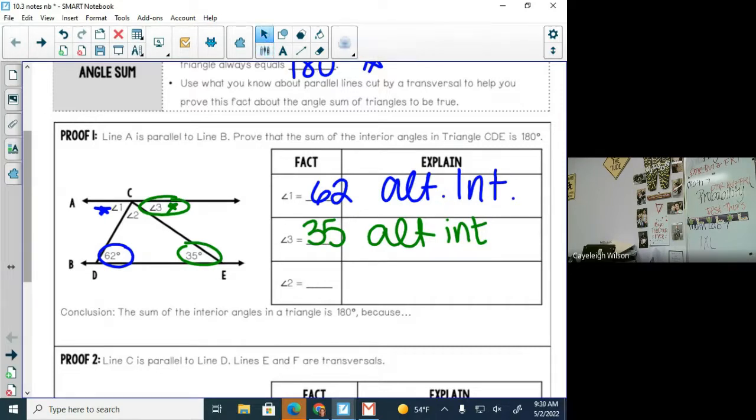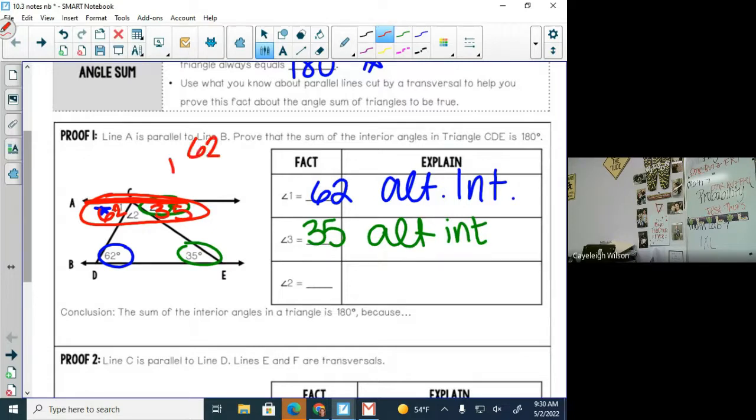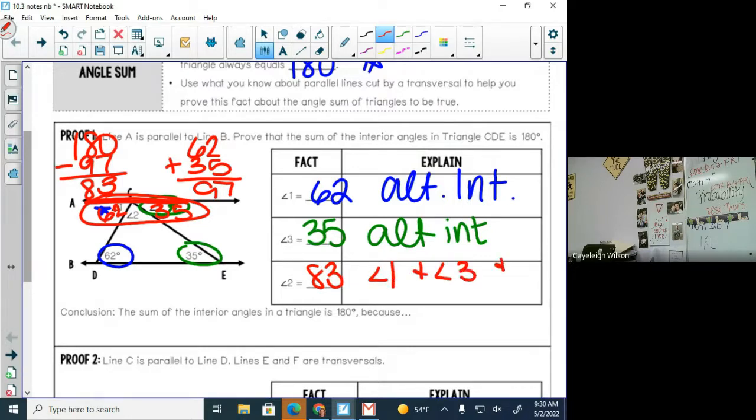So what he's saying is to find angle 2, I know that all three of these angles are on that straight line, which means all three of them are supplementary, which means when I add all three of them together, they equal 180. Well, I said that angle 1 is 62. I said that angle 3 is 35. So 62 plus 35, that's 97. And since I know supplementary is 180, 180 minus 97 is 83. So angle 2 is 83. So I'm going to put that angle 1 and angle 3 and angle 2 are supplementary.